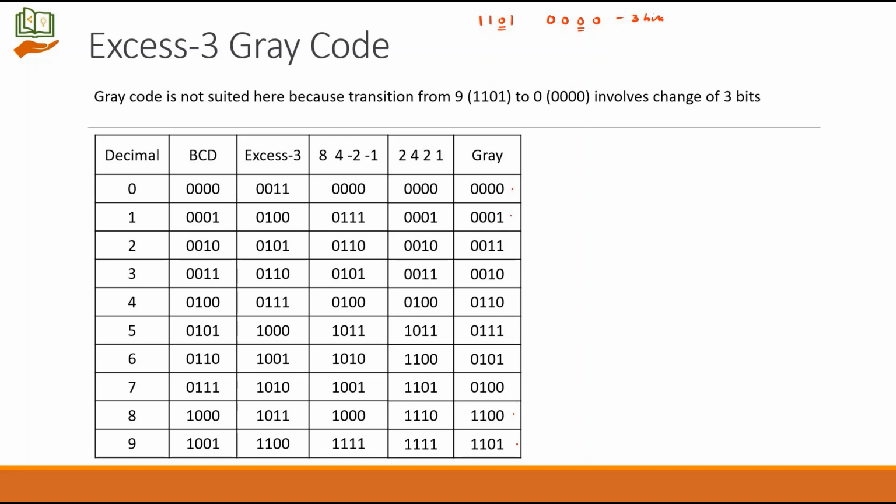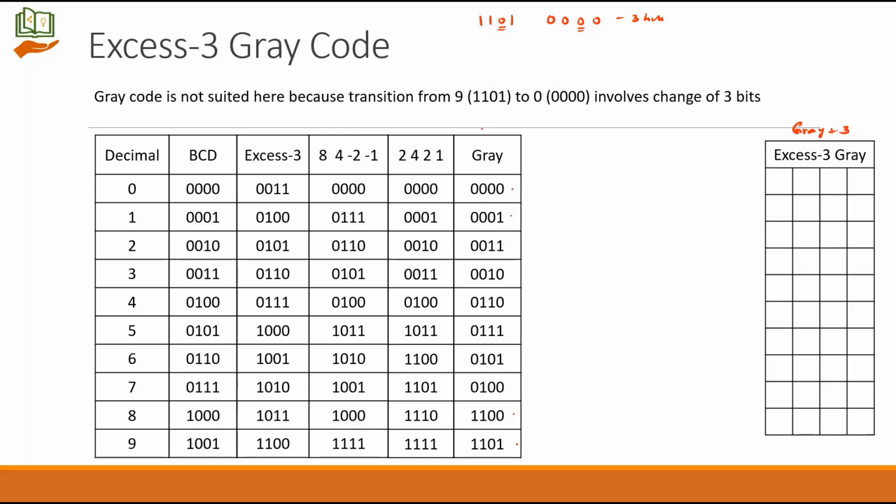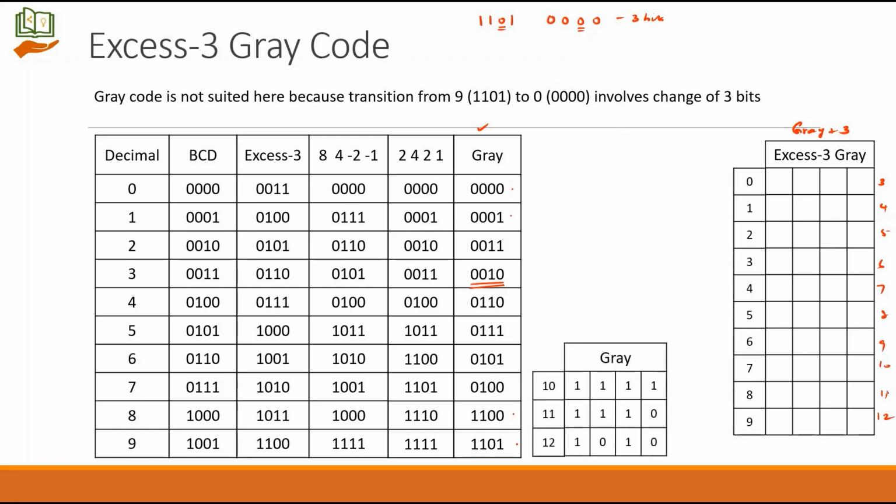That's why we are going with XS3 gray code. So I have a set of gray code here. From here I should start with 3. So let's take 0. This should be 3, 4, 5, 6, 7, 8, 9, 10, 11, 12. So obviously I will have 10, 11, 12 from our previous table. So let's take 3: 0010, 0110, 0111, 0101, 0100. For 8 it is 1100.